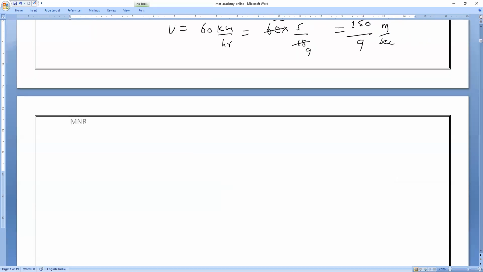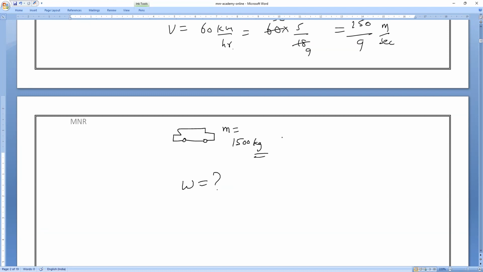And what is the mass of the object? Mass of the car? 1500 kg. Mass is equal to 1500 kg. Now they are asking, you can see, what is the work done in increasing the velocity? What is the work done in increasing or decreasing?